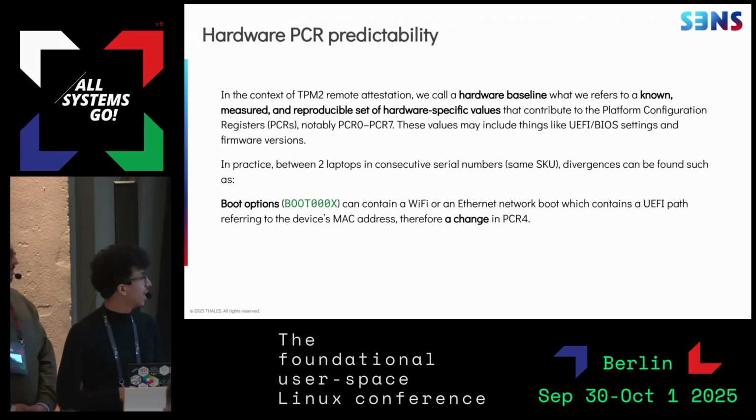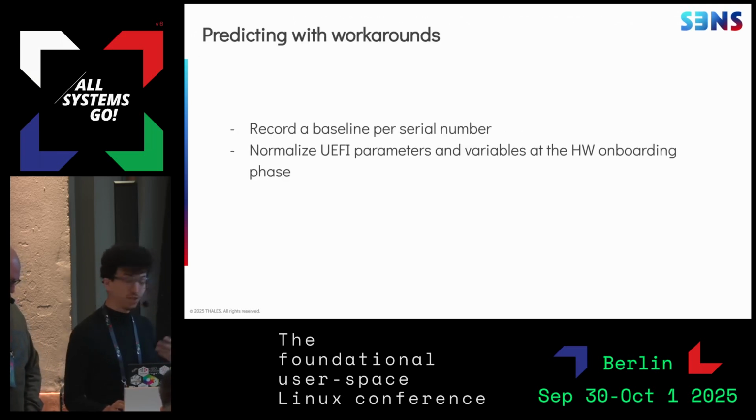and we verify how they differ. Between two consecutive laptops, the usual divergences that we found are in the boot options, for example, because those days laptops come with default boot options using network boot. And the network boot doesn't just connect to any network card it finds. It will use Wi-Fi, and it will encode in the UEFI path the MAC address of the Wi-Fi card. So this resulted in a change in PCR4. And every consecutive laptop that we found differed only by this value. So what do we do? There are two solutions.